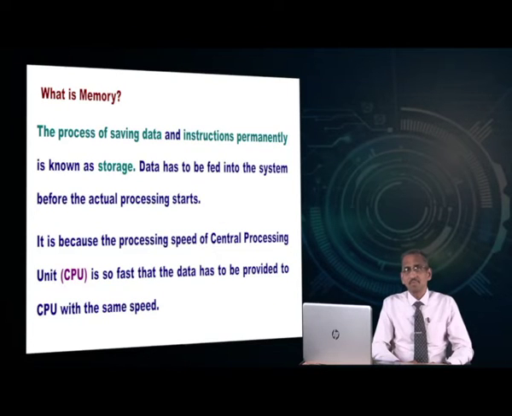What is memory? The process of saving data and instructions permanently is known as storage. The data has to be fed into the system before the actual processing starts. It is because the processing speed of the central processing unit, or the CPU, is so fast that the data has to be provided to the CPU with the same speed. Therefore, the data is first stored in the storage unit for faster access and processing.